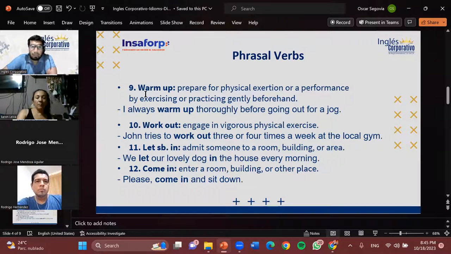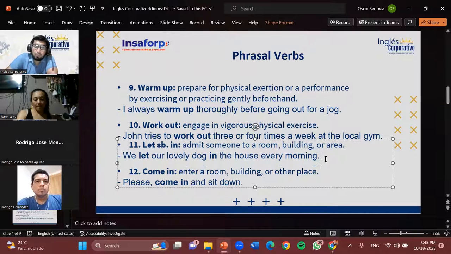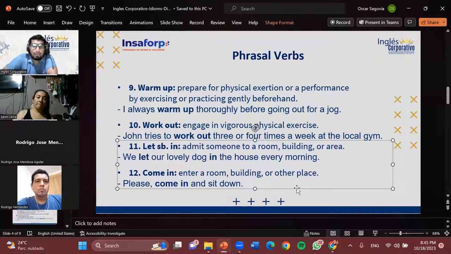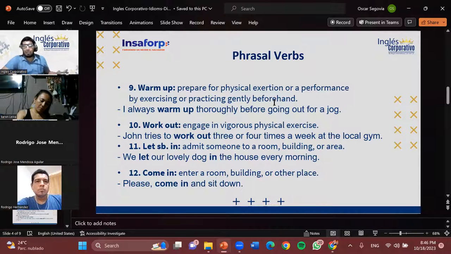However, we can also use warm-up when it comes to talking about physical exertion or physical exercises. So warm-up can be used for both occasions. It's basically just a short exercise that you perform that will get you into the mood of the activity that you are about to begin. So that is going to be warm up. Now, the definition says, prepare for physical exertion or a performance by exercising or practicing gently beforehand. So it's getting your body or your muscles up to the task, or in the case of school, getting your brain ready for the coming tasks. Now we have the example: I always warm up thoroughly before going out for a jog.